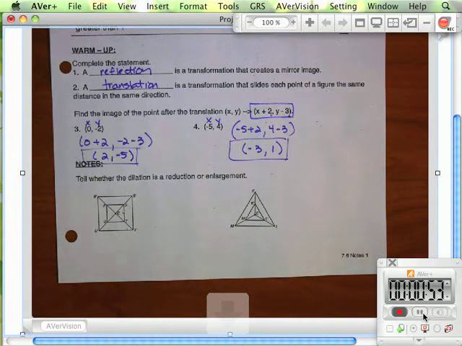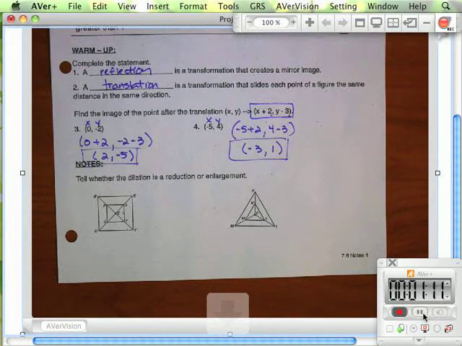All right, so the first thing we have to do is decide whether the dilation is a reduction or an enlargement. So did it get smaller or did it get bigger? And how do we even know? Got bigger. How do you know? You don't know.